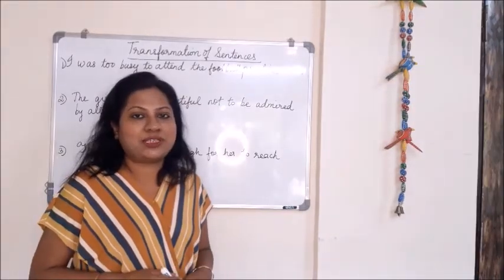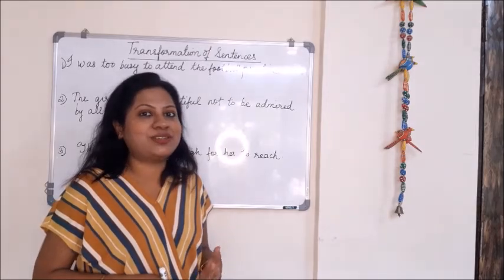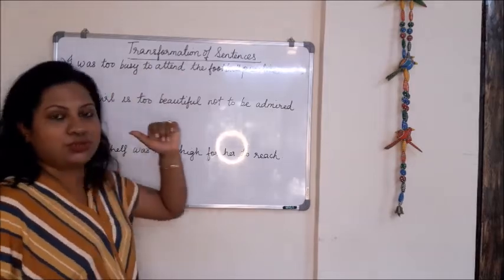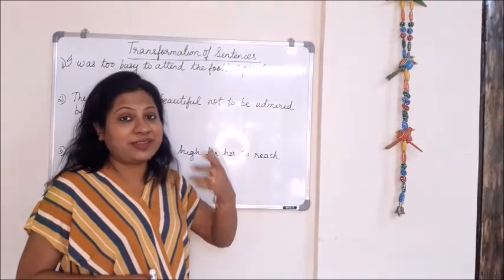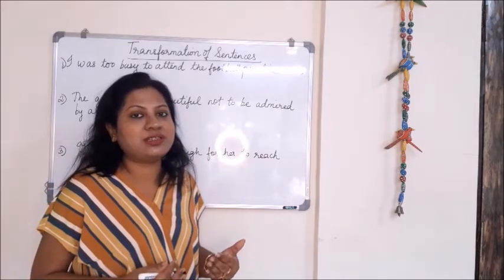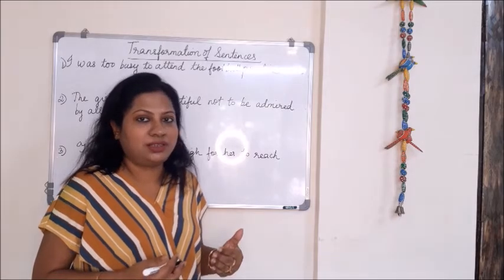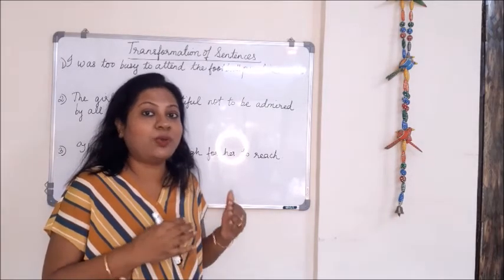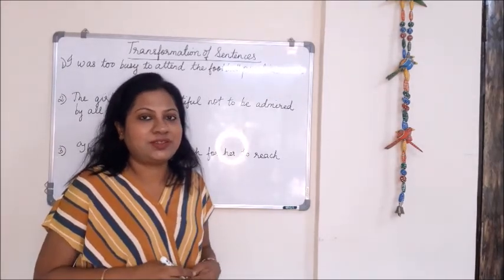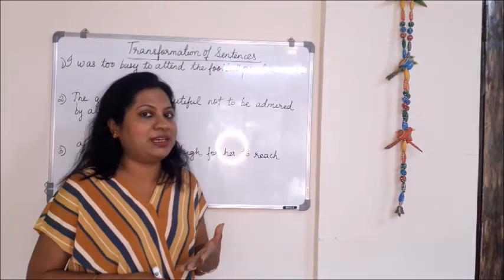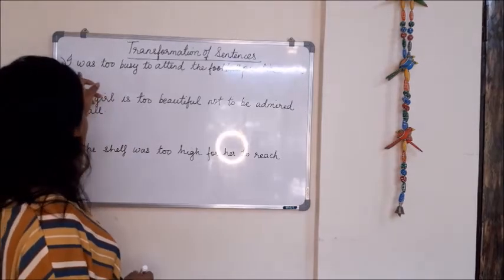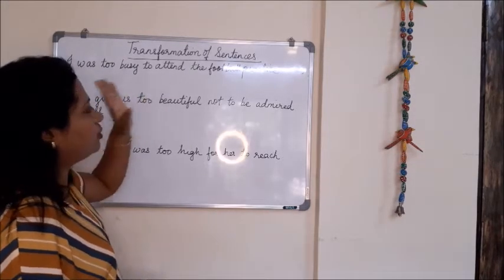The next kind of transformation of sentences which I'm going to teach is sentences with adverb too and the preposition to. Now, as I always say, what is the meaning of transformation of sentences? Transformation of sentences means where you have to convert the sentence structure from one form to the other without changing the meaning. So in this kind of transformation, let's see how we change the sentence structure. I was too busy to attend the football practice.